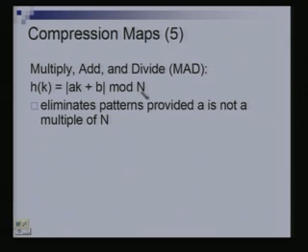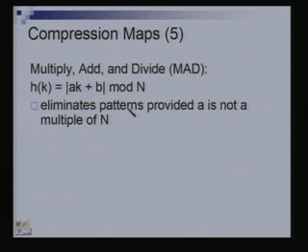Here A should not be a multiple of N. If A were a multiple of N, what kind of problem would you have? A mod N would be 0, so AK mod N would be 0. So for any key, you will always get mapped to the same location B. In fact, A and N should be co-prime if possible.